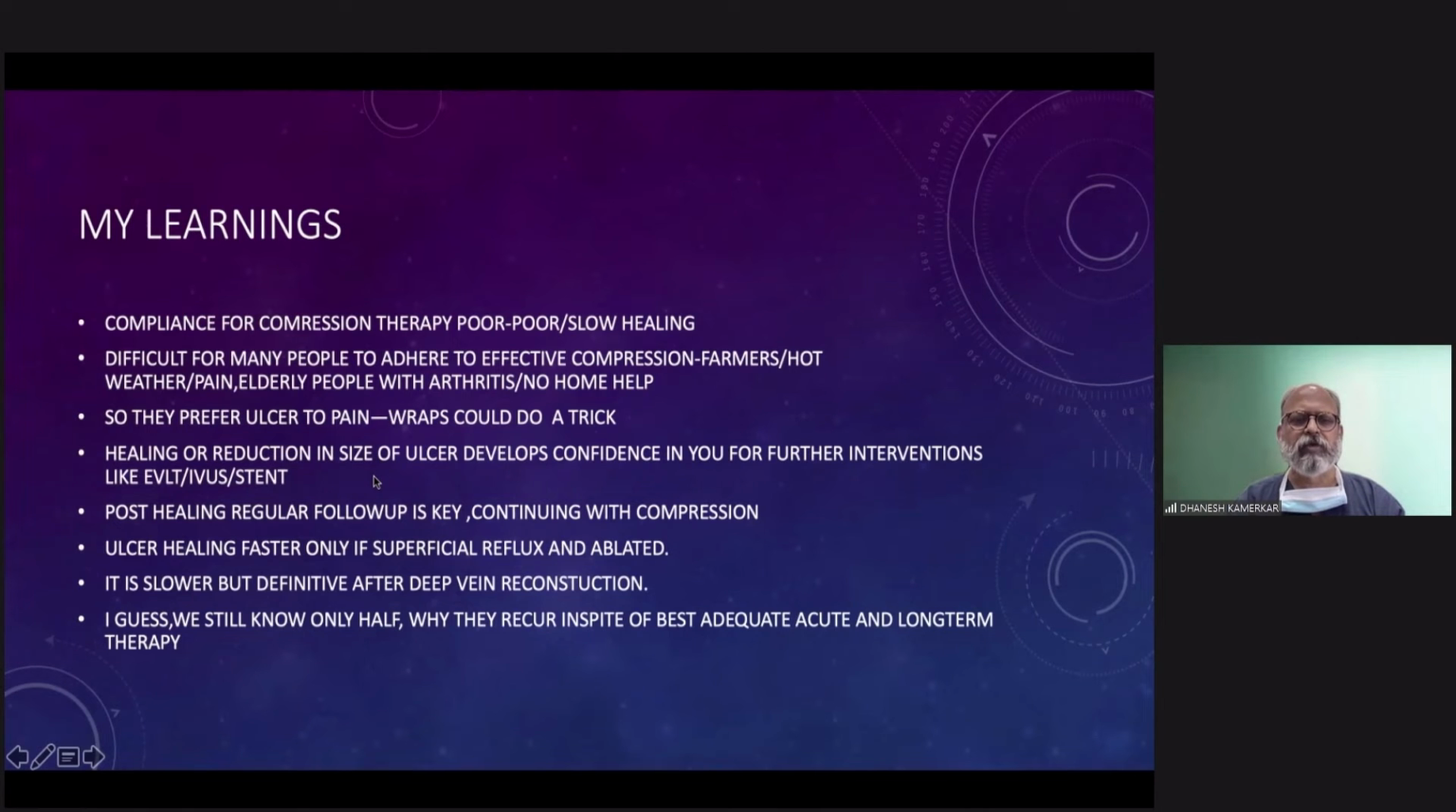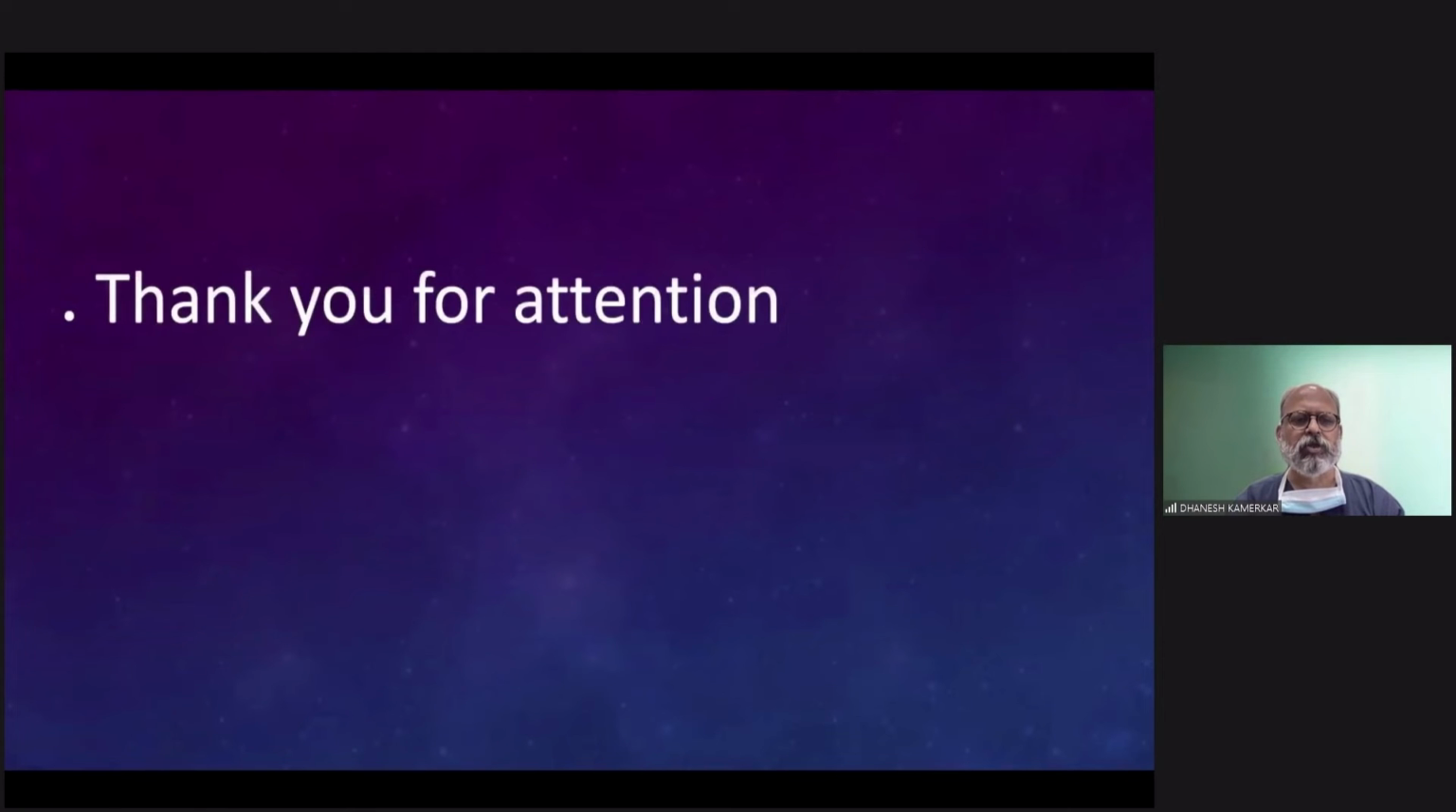Healing or reduction in size of the ulcer develops confidence in you for further interventions like EVLA, IVUS or stent.